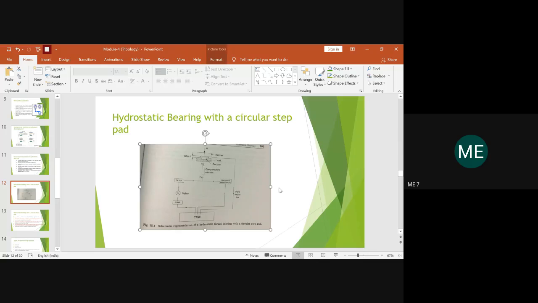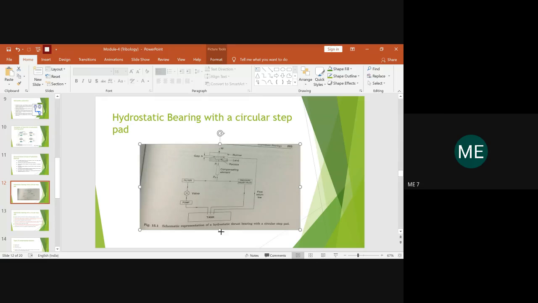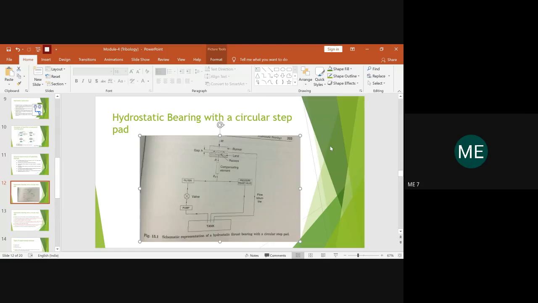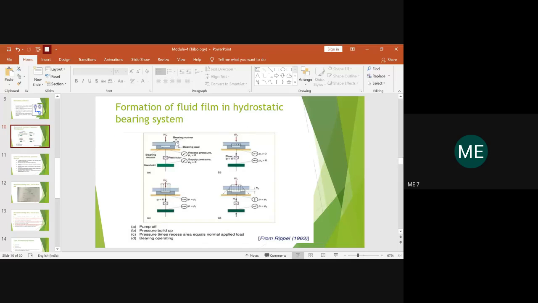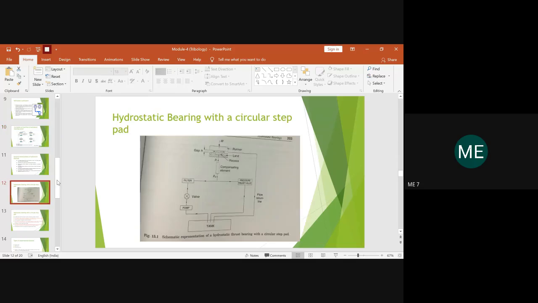So I've just shown you a small schematic sketch to represent a hydrostatic bearing with a circular step pad. It is also called a hydrostatic bearing or hydrostatic step bearing. So it has two names, both the same, right? Here you can see the schematic picture. So what do you understand from this diagram? You have a runner, as explained in the previous slide. This is a bearing runner, the same thing mentioned over here. The bearing runner and the recess will not be in contact.